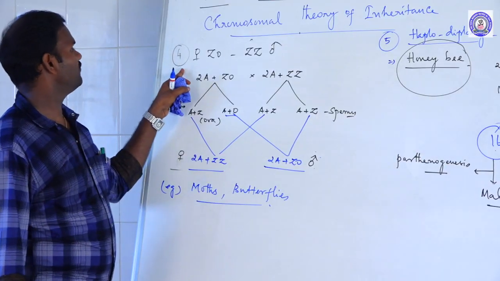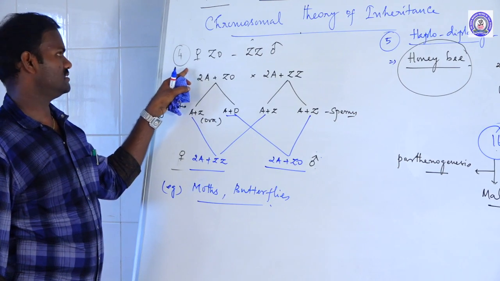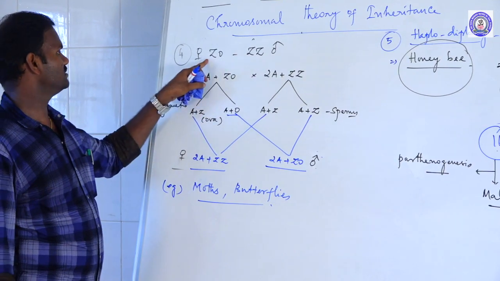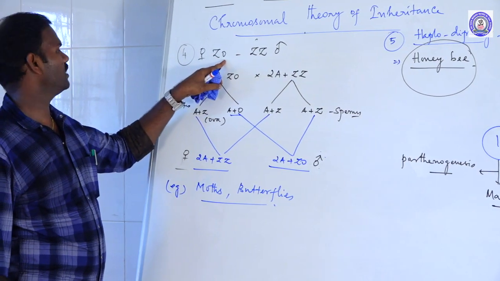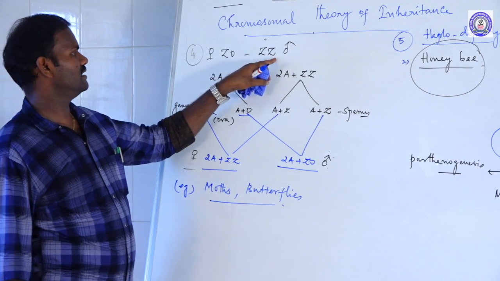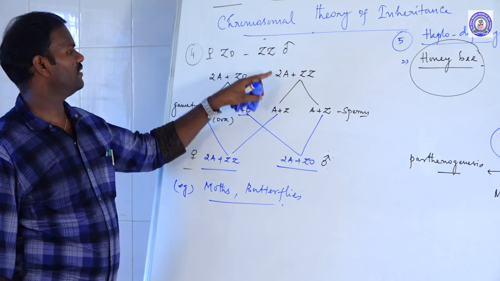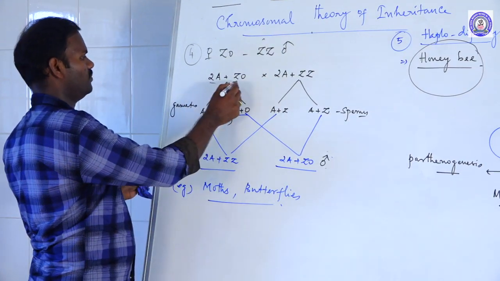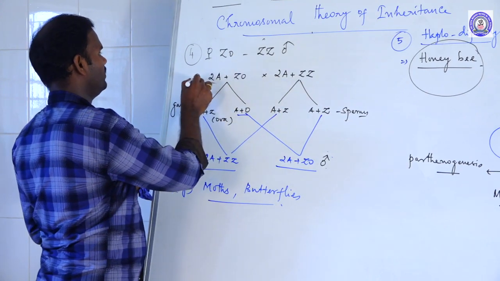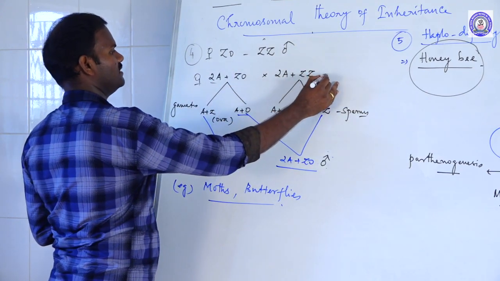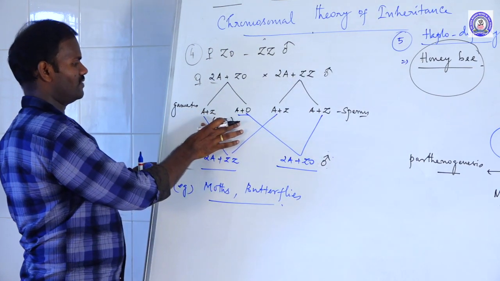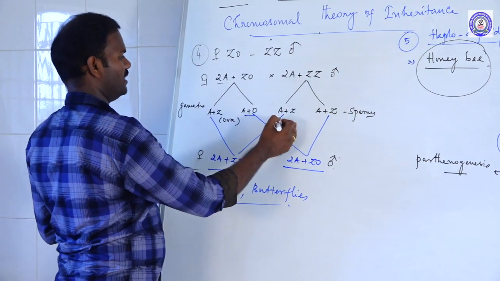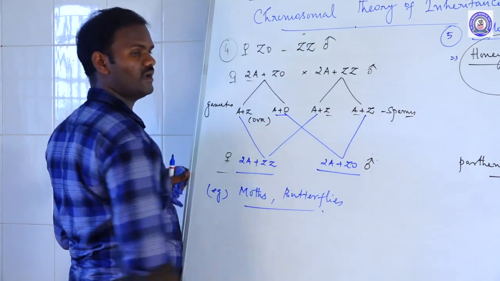Once again, the fourth type of sex determination is Z0, ZZ type of sex determination. Z0 is female, it is heterogametic, there are two types of gametes possible. And ZZ is a male organism, it is homogametic, only one type of sperm is formed. And here two autosomes, 2A plus Z0, it is a female. Then male is 2A plus ZZ. There are two types of gametes formed in female, A plus Z, A plus 0. Male also A plus Z, A plus Z, it is homogametic.